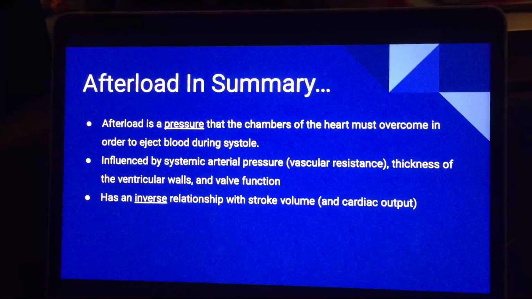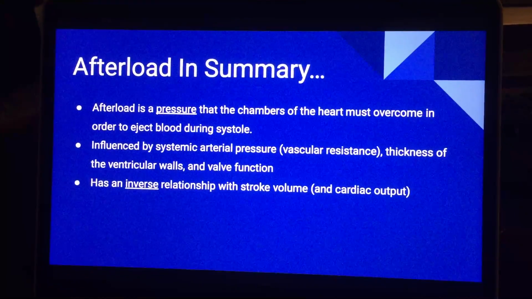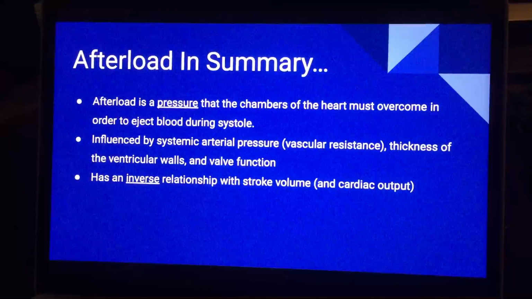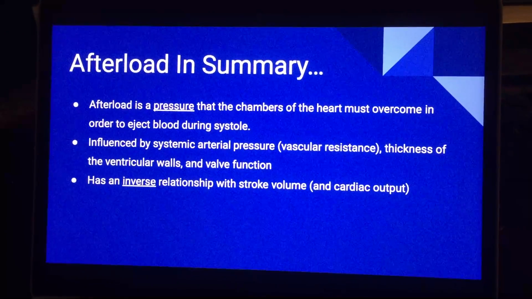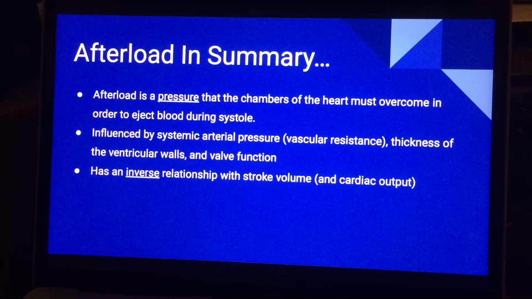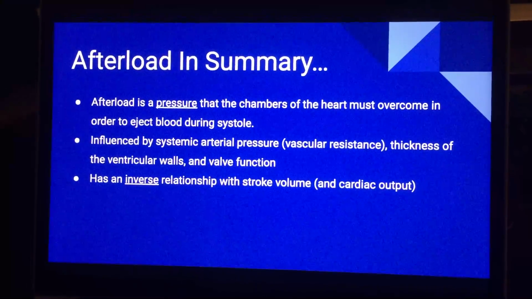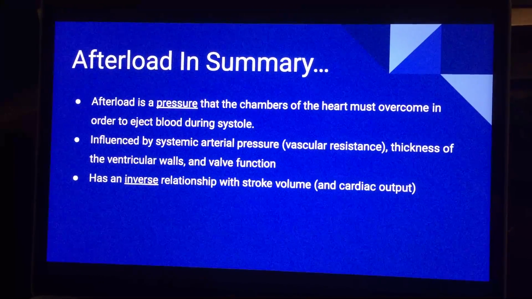So in summary, afterload is a pressure that the chambers of the heart must overcome in order to eject blood during systole. It is influenced by systemic arterial pressure or vascular resistance, thickness of the ventricular walls, and valve function. And afterload has an inverse relationship with stroke volume and in turn cardiac output.